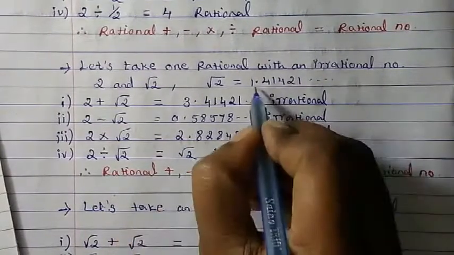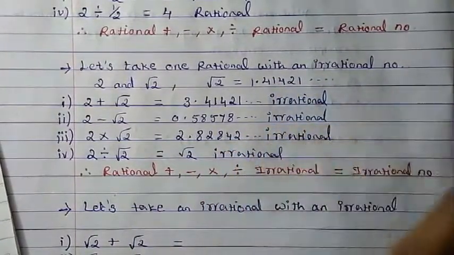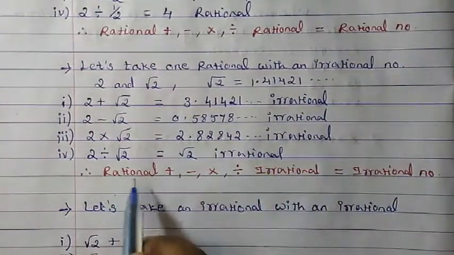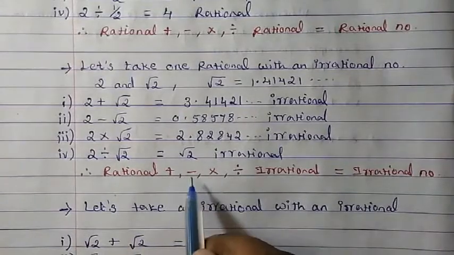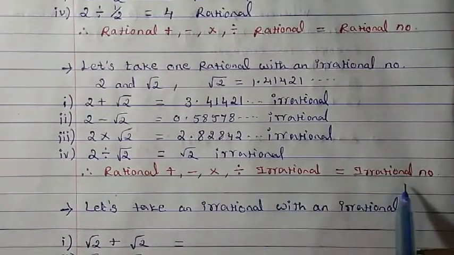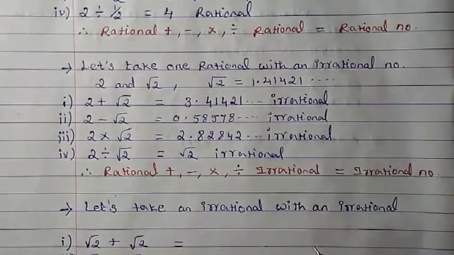Which is also an irrational. Root 2 value is 1.4121 and goes on. So again it is an irrational. So with this, what do we learn? When you add or subtract or multiply or divide a rational with an irrational, we get the answer in all cases as irrational.